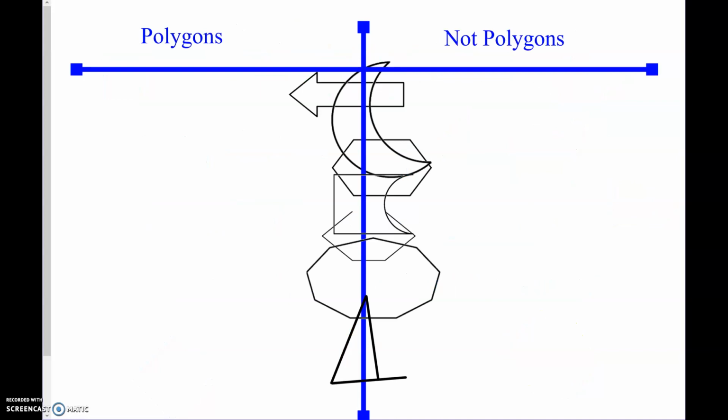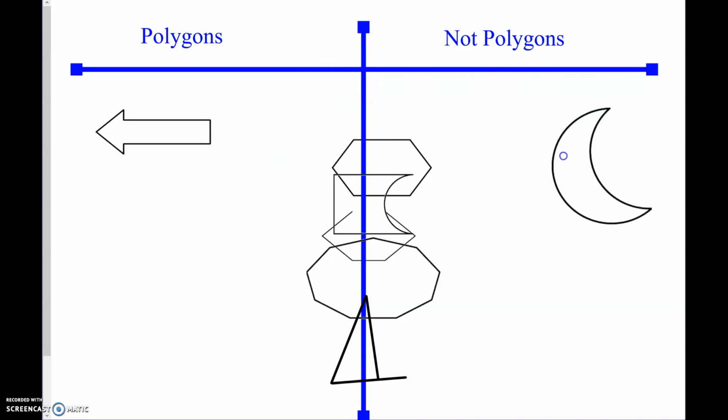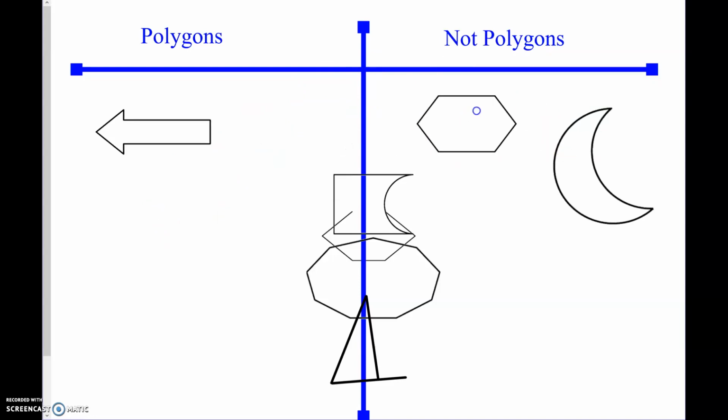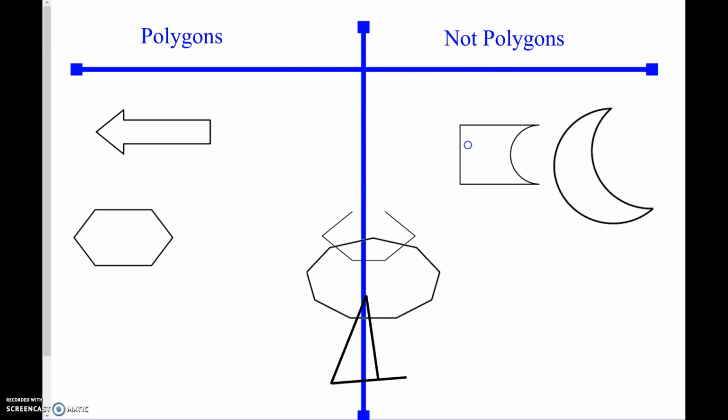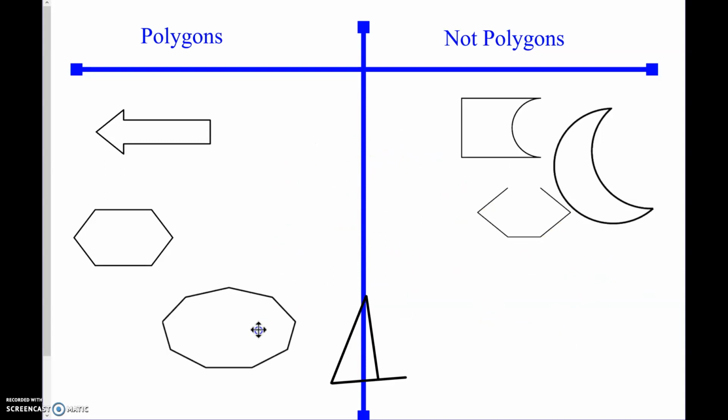All right, so which one of these are polygons? Is this a polygon? Yes or no? Yes, this is a polygon. How about this? Polygon or no? No, because it's curved. Polygon or not? No, because again, it's curved. This one, no, because it's not closed. This one, yes. This one, no, because it's not at the end point.